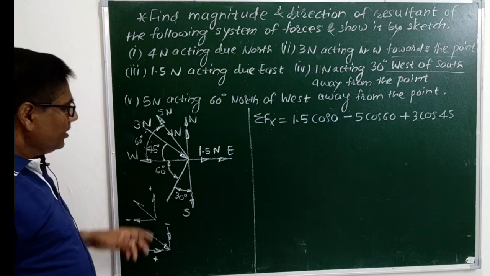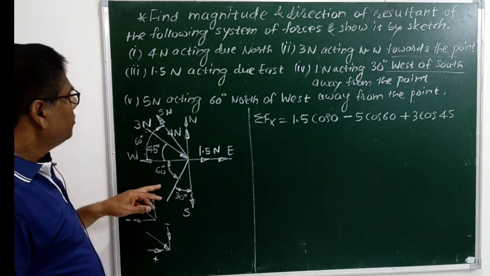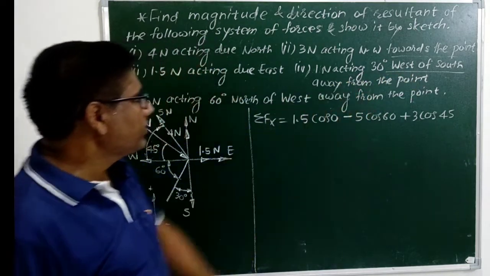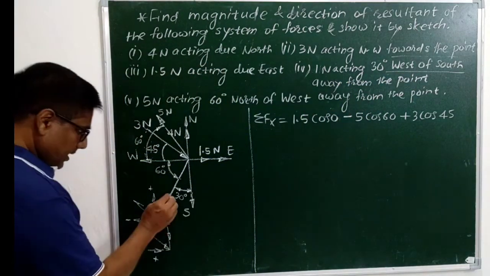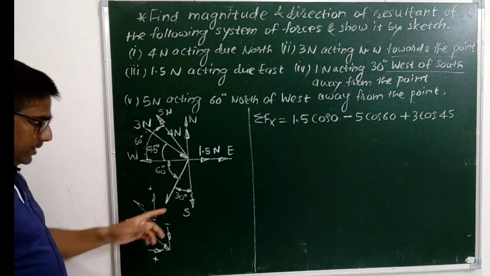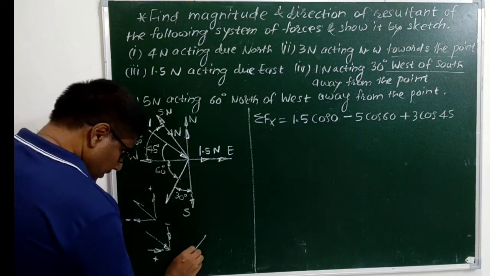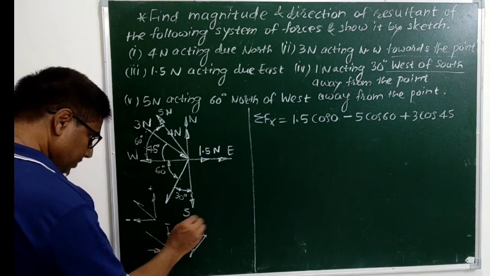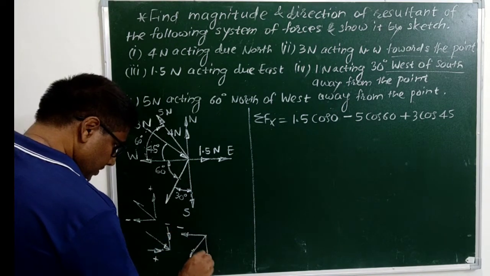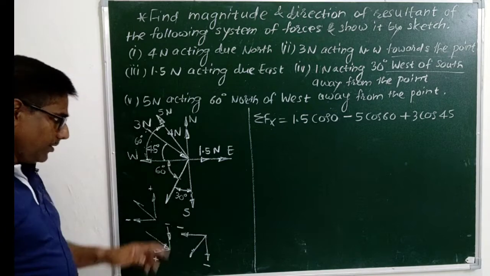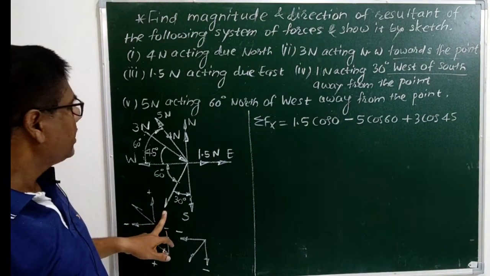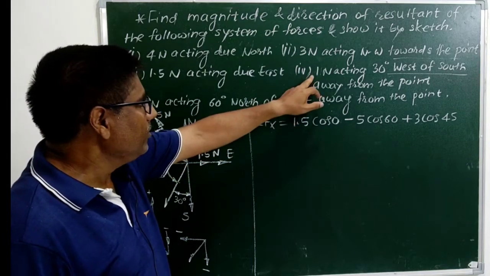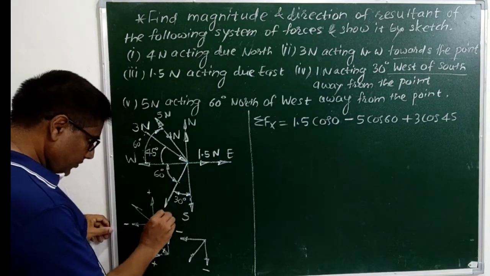Now the fourth force, 1 Newton acting 30 degree west of south away from the point. It is acting away from the point and it is in third quadrant, therefore its components will be horizontal component towards left, negative, vertical component towards down, it is also negative. For this force, magnitude for fourth force is 1 Newton. I have not written 1 Newton.